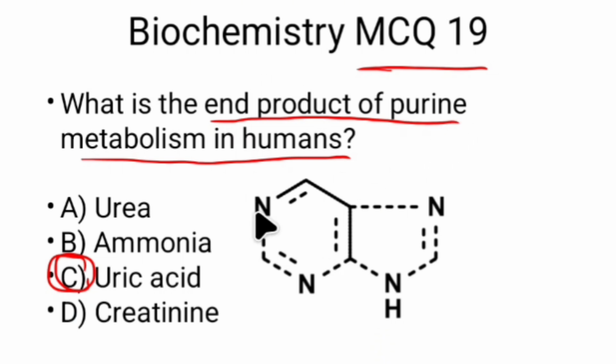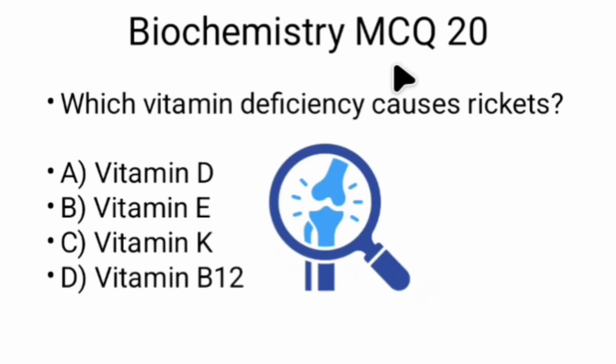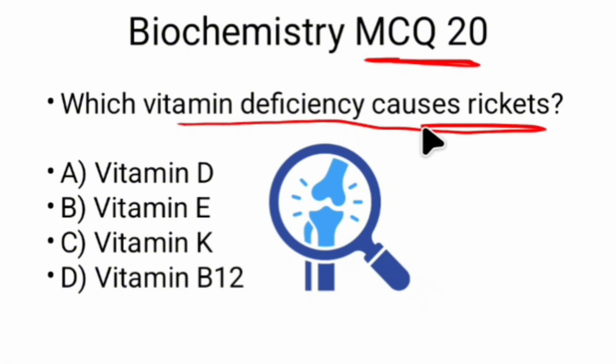Question number 20. Which vitamin's deficiency causes rickets? The correct option is A. Vitamin D deficiency causes rickets in humans.